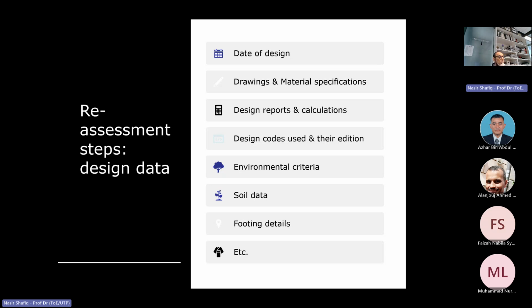Design reports and calculations. We have to assess what assumptions the engineers made at that time and why they made them. What was the design criteria? What was the design approach? Where were the calculations? So we need the design code used, and their edition. For example, API RP2A, which edition was used to design this structure. Environmental criteria: whether they have considered wind, what return period, 100-year return period.